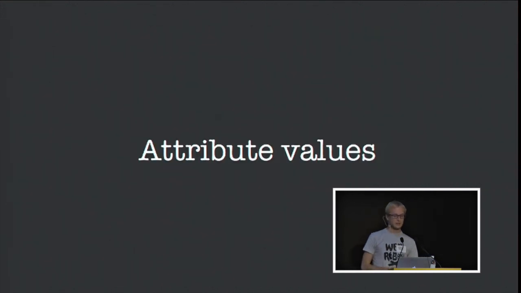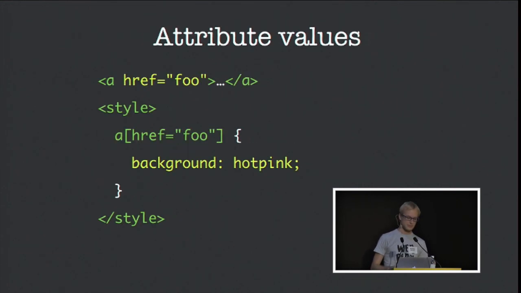Now, let's take a closer look at attribute values in HTML and CSS. As you probably know, in both HTML and CSS, we can use quotes around attribute values. I'm sure that's not big news for you. So here we have an anchor element with an href of foo, and then in the CSS style block, we select that same element based on its attribute value. And then we give it a nice hot pink background.